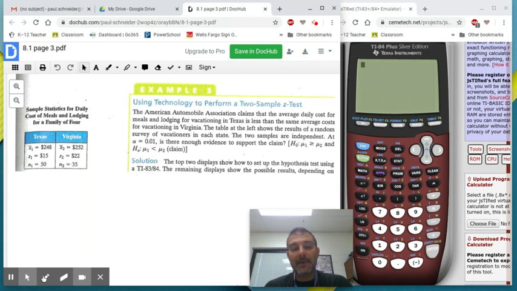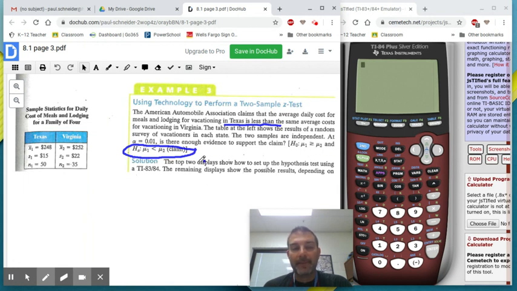Well, that is because this terminology right here says the claim is meals and lodging in Texas is less than. So here's your less than symbol right here. Oh, that looks weird. I'm going to erase that because it makes it look like it's less than or equal to. Look at that magic. But here's our less than symbol right here. We know that the less than, if it's by itself and not equal to, goes in the alternative hypothesis. We know that from our prior knowledge. And we have mu1 is greater than or equal to mu2 right here.